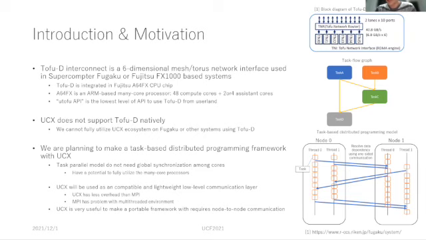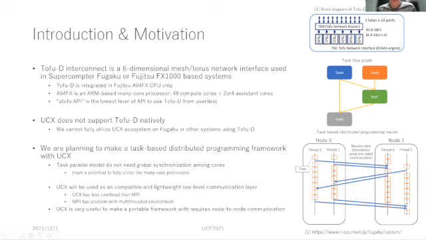The figure at the upper right shows the block diagram of the Tofu network interface, or Tofu interconnect. We have 6 TNIs. A TNI is a kind of RDMA engine, and one TNI has a capability of 6.8 gigabytes per second bandwidth. We have 6 TNIs, so the aggregated bandwidth is 40.8 gigabytes per second.